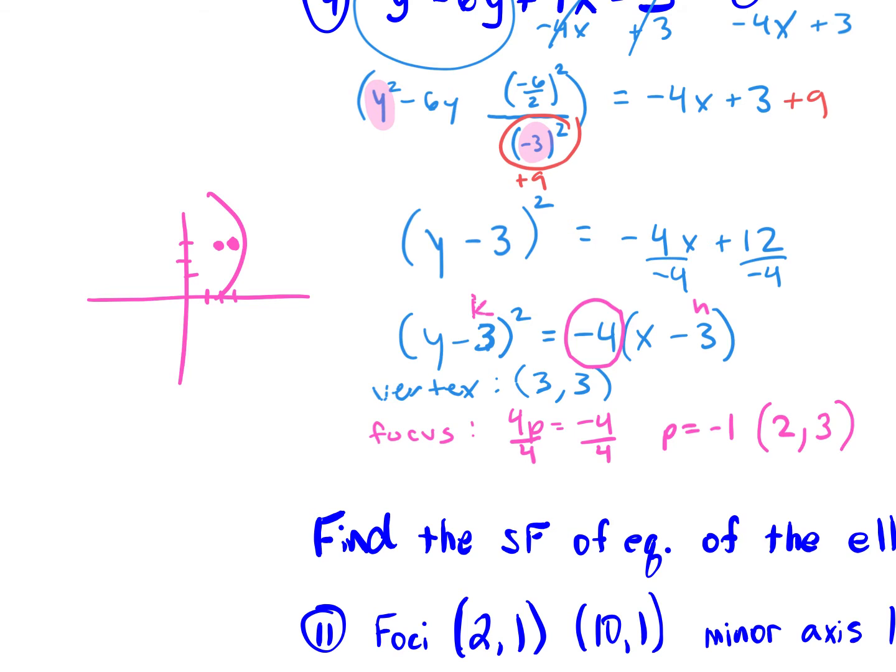And then my directrix is the same distance away from the vertex that the focus is. So instead of going 1 to the left, we're going 1 to the right. And here's my directrix. So what would my directrix be? X equals 4. Awesome. Good job.